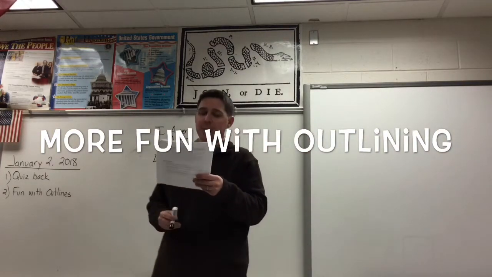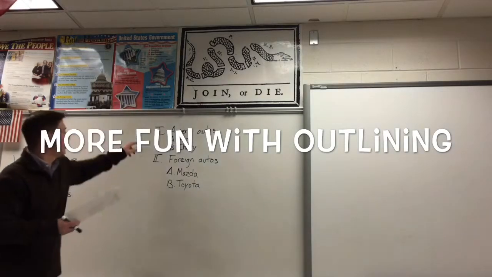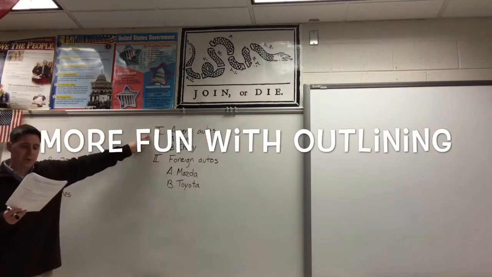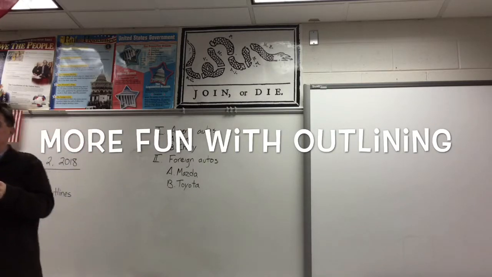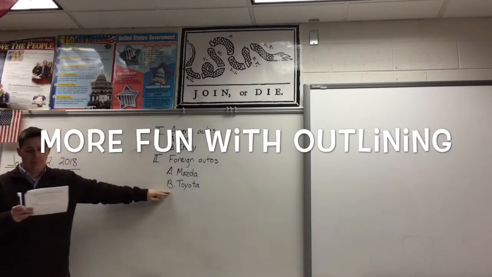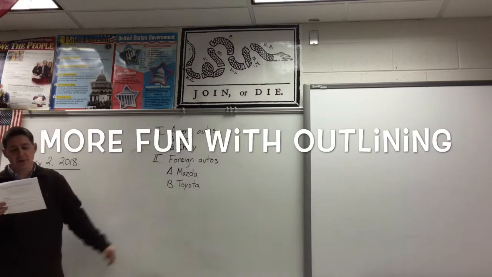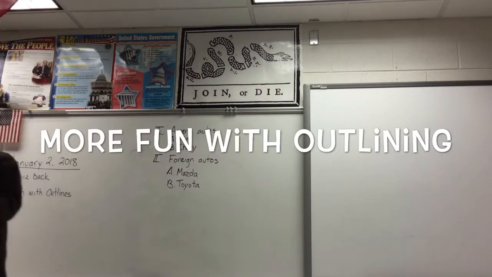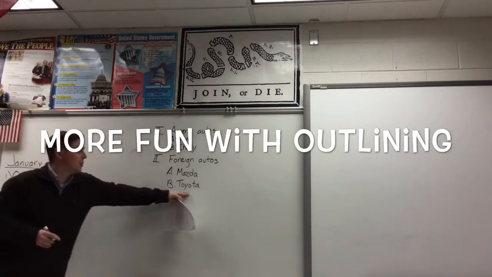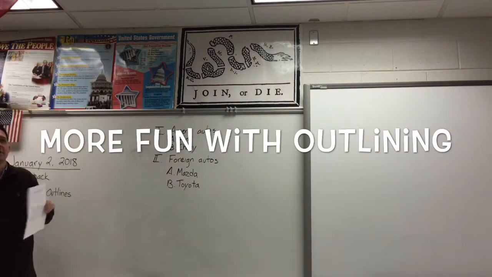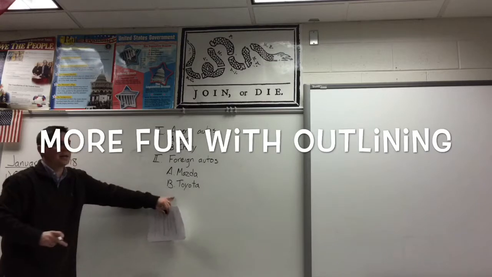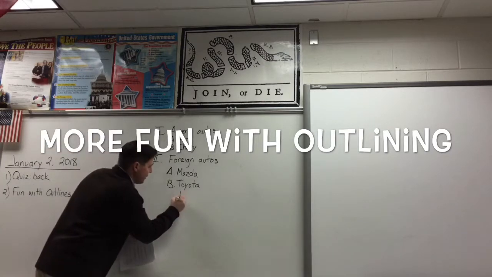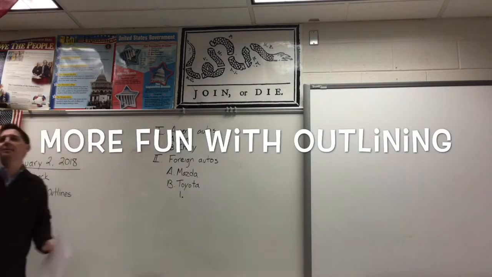The broadest topics are labeled with Roman numerals. So look here, our broadest topics, Roman numerals. And then the smaller details are labeled with capital letters. And then after capital letters, there's numbers and lowercase letters. So let's say we want to talk more about the Toyota. We want to go into more detail about the Toyota. We go Roman numerals, capital letters, and what's next? Numbers. All right, so what can we say about the Toyota?